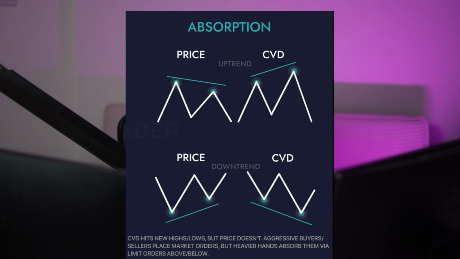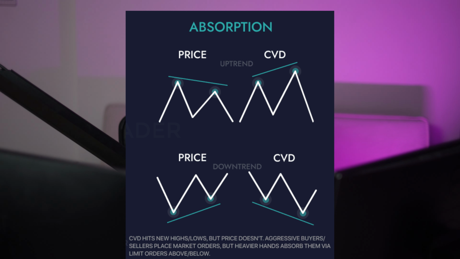All right, now I want to show you what a CVD absorption looks like. This is what we call absorption in an uptrend. The price is moving higher, we get a pullback, we get a lower high on the price, but we get a higher high in the CVD. That means there is a divergence between the price and the CVD. In an ideal world, this CVD should be following the price, but the CVD has made a higher high.